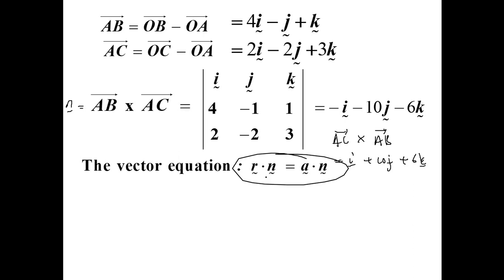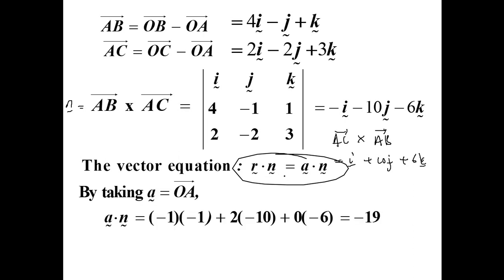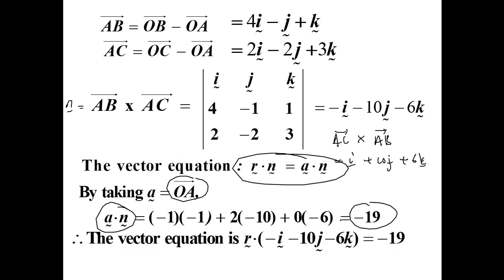And substitute in the formula for the vector equation of a plane. Taking A, you can also take B or C, you get the same answer. Substitute A dot n is equal to 19. Then this is the vector equation of a plane, or you can leave the answer as I plus 10j plus 6k is equal to 19.